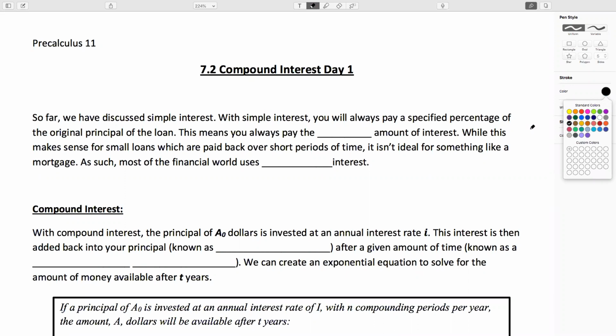So far we've discussed simple interest. With simple interest, you will always pay a specified percentage of the original principal of the loan. This means you will always pay the same amount of interest. So for example, you take out a $100 loan, 5% interest, you will pay $5 per year until that loan is paid off. Well, this makes sense for small loans, which are paid back over short periods of time. It isn't ideal for something like a mortgage.